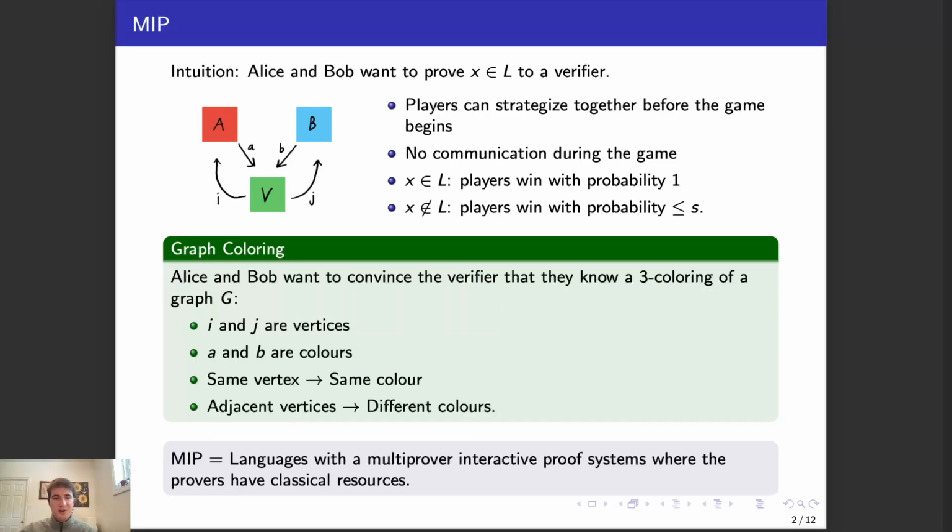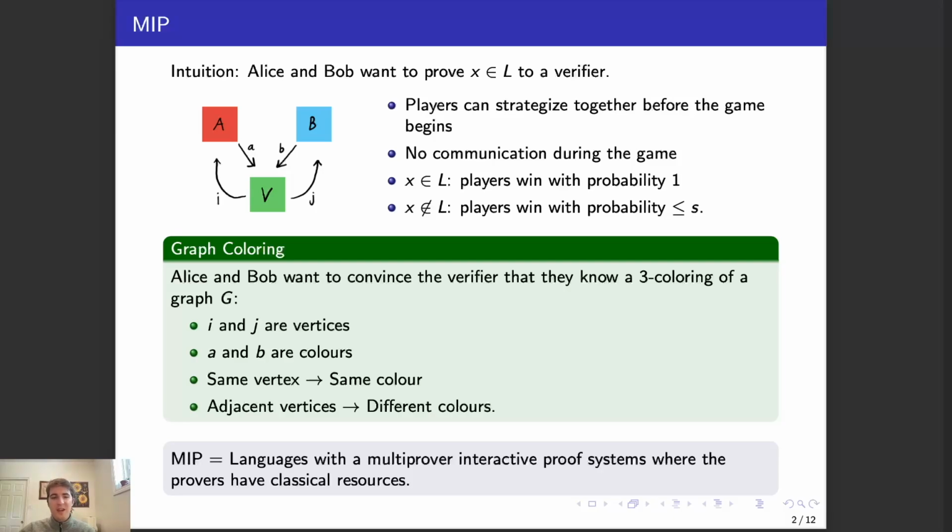An example of such a scenario is the graph coloring game, where Alice and Bob want to convince the verifier that they know a 3 coloring of a graph G. Here, the questions I and J are vertices, and the answers A and B are colors. If Alice and Bob receive the same vertex, they must respond with the same color to win, and if they receive adjacent vertices, they must respond with different colors. Alice and Bob only have a perfect strategy here if the graph is actually 3-colorable.